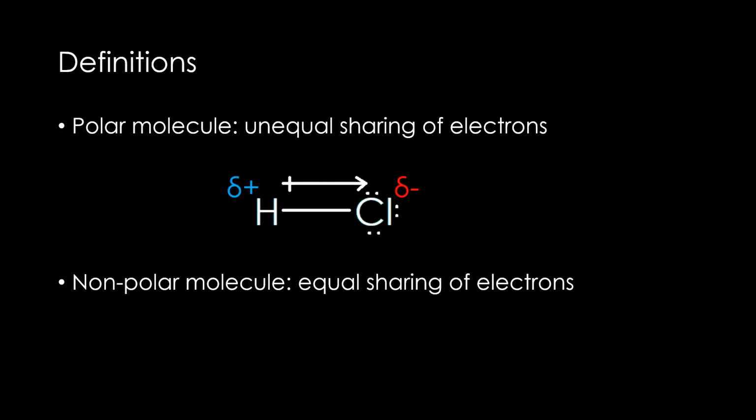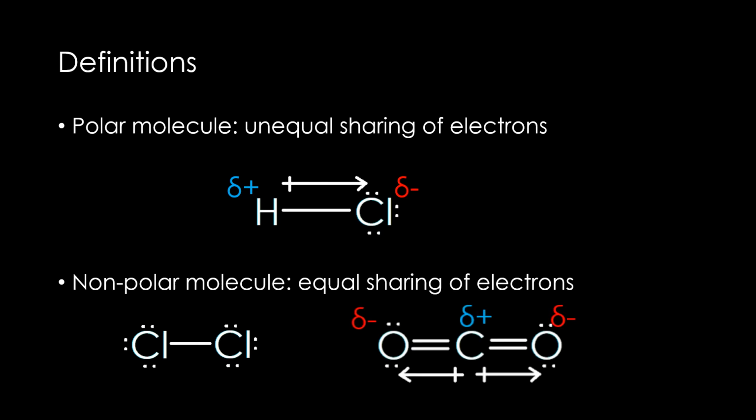A nonpolar molecule occurs when there is equal sharing of electrons within a bond. This is because both elements have equal electronegativity. Some compounds have polar bonds but may still be considered nonpolar compounds. This happens when the dipole moments with equal magnitude but opposite direction cancel each other out.